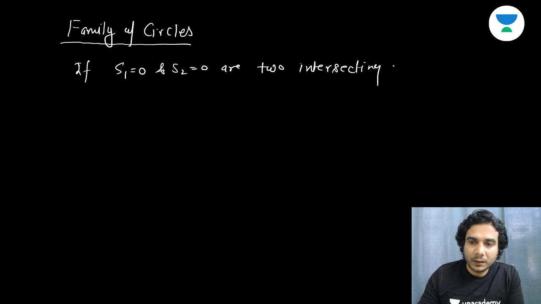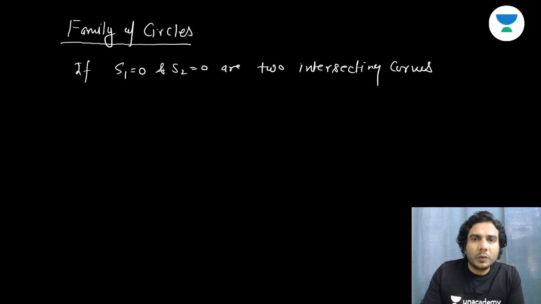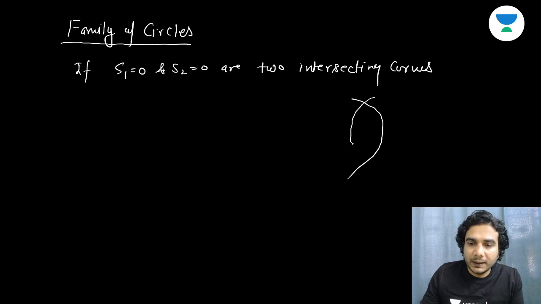Two intersecting curves. They might intersect at 1 point, 2 points, or 3 points, or more than 3 points also, because in case of 2-degree curves, the maximum number of points of intersection can be 4. So S1 and S2 are, suppose, 2-degree curves and they are intersecting at certain points. Let's say in this diagram, I'm showing you 2 points.